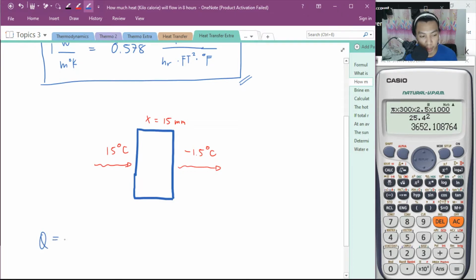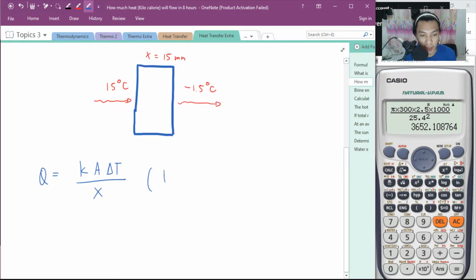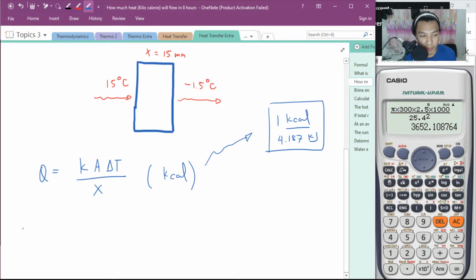So, list down the formula for your conduction. So, Q will be equal to kA delta T over x. Delta T ito eh. Pwede na yan. Delta T over x. Okay? So, in kilocalorie, kcal. Sir, recall natin yung conversion ng kcal. So, 1 kcal per 4.187 kilojoule. Ayan yung conversion niya. Okay? Now, let us solve yung Q.